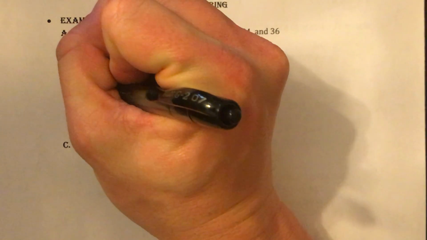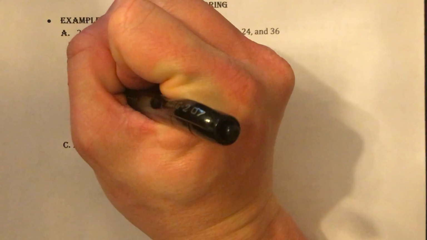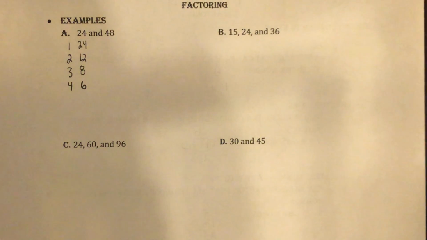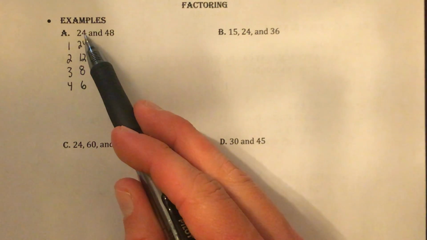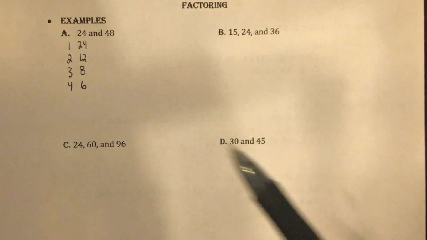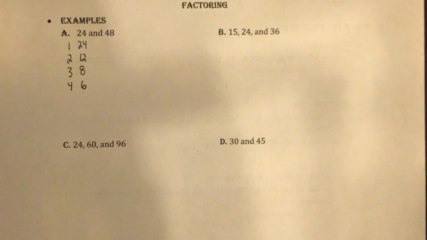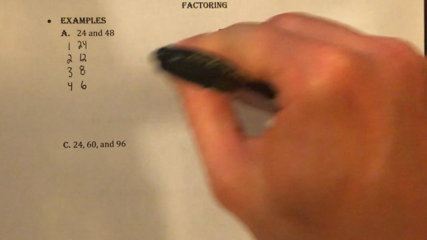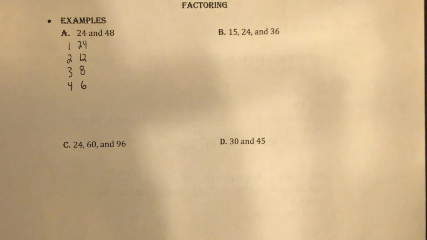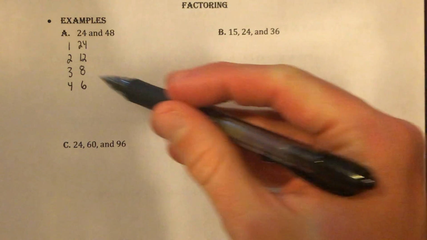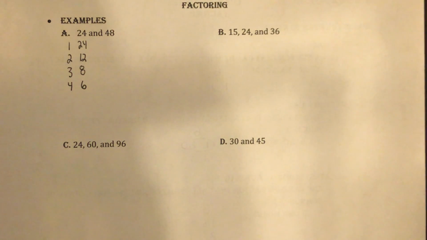Does 4 go in? Yes, it does. 4 times 6 equals 24. Does 5 go in? No, it doesn't, because it doesn't end in 0 or 5. Does 6 go in? I've already got 6 on my list. That means my list is complete. When I have hit a number that is already on my list, I know that I have every factor pair that's in there, as long as I go in order just like I did right there.